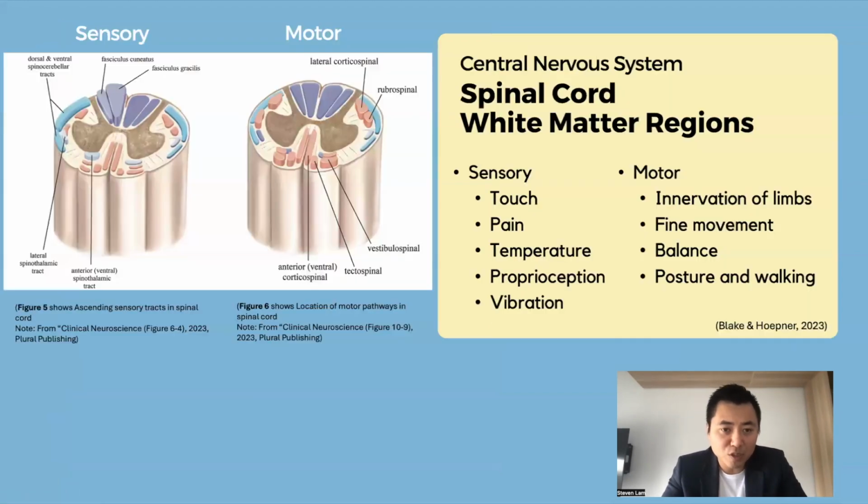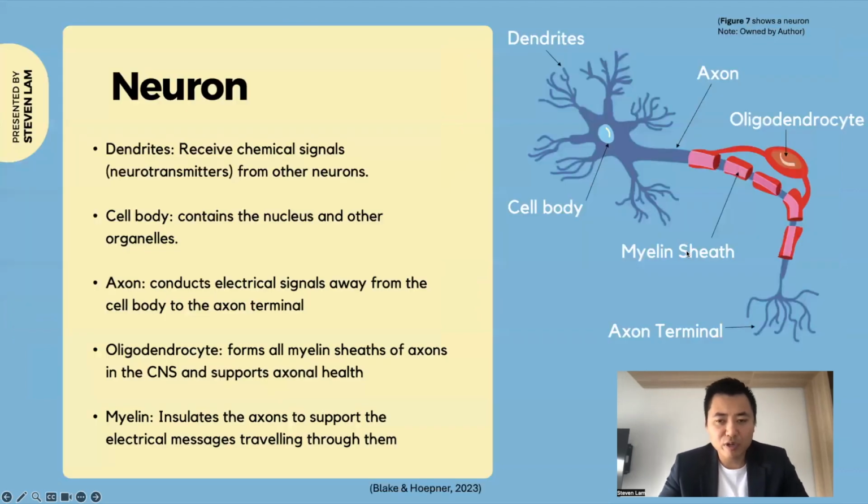And so if we break down these tracts into smaller areas, you notice that the left side here highlights the sensory areas, which allow you to feel touch, pain, temperature, proprioception and vibration, and the right image here shows the pathways for the motor neurons, which innervate the limbs for fine movement, balance, posture, and allow you to walk. Now, if we look at the smallest unit of the central nervous system, you have your neuron.